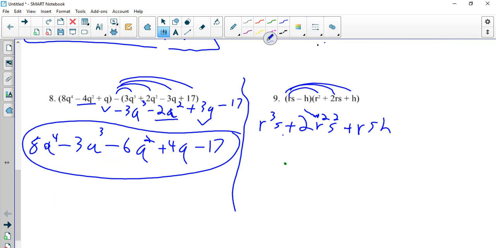Okay, let's give this a shot. So I'm going to send the negative h in. Oh, that's a little bit off. So it's going to be minus, wow. I love technology. So it's going to be minus, way off, h r squared.